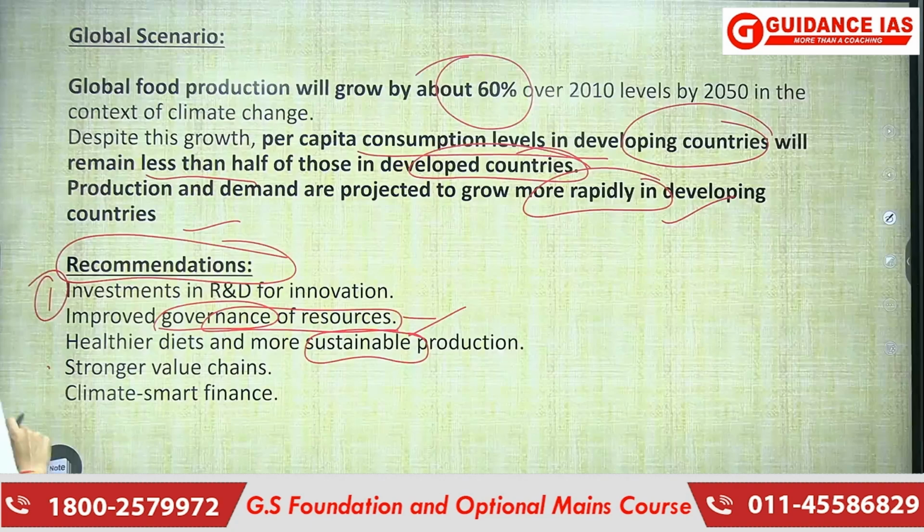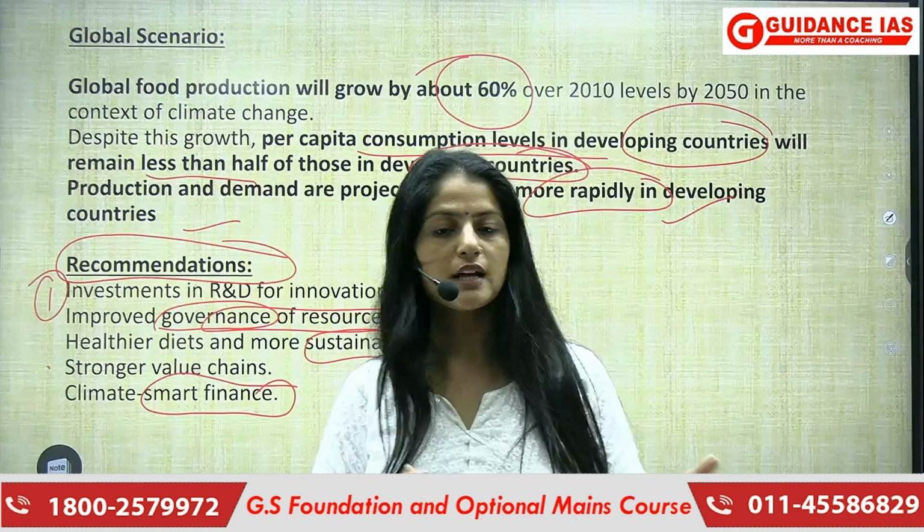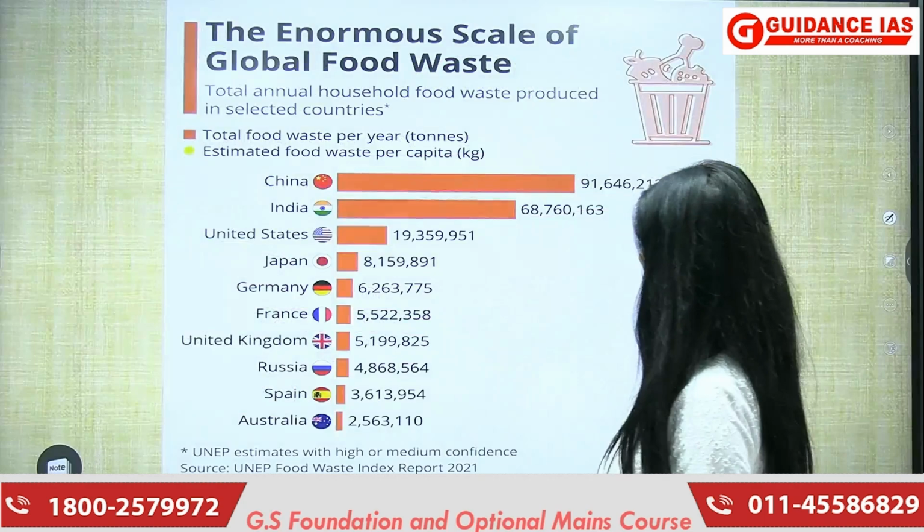Next is a stronger value chain we need across the globe. Next one is climate-smart finance, which we also need so that we can sustainably manage our environment as well as human health. Okay. So that was all about that topic.